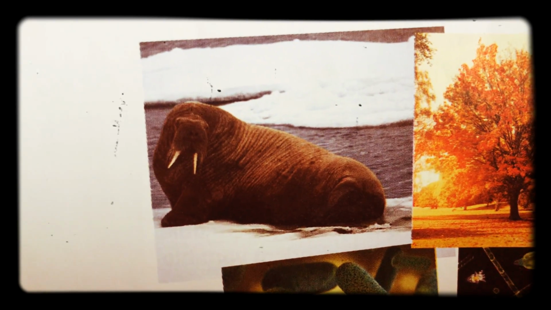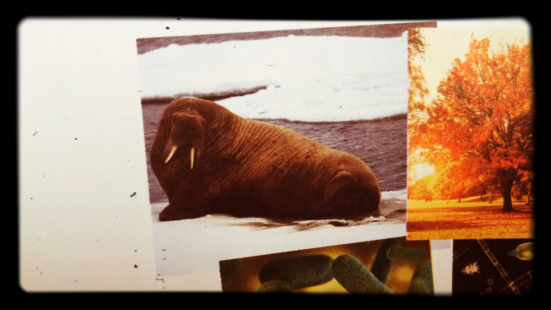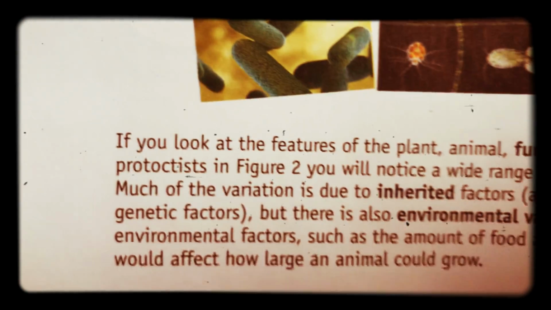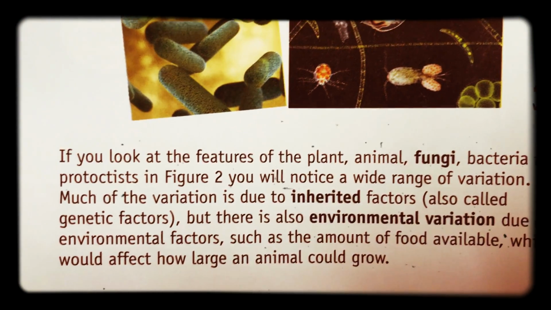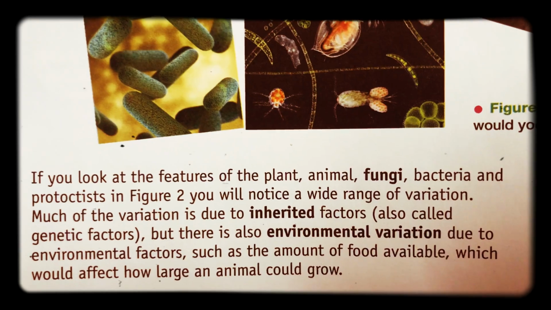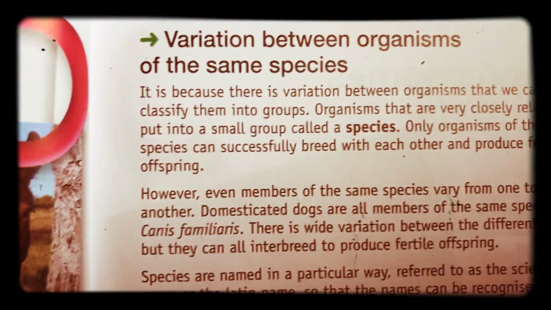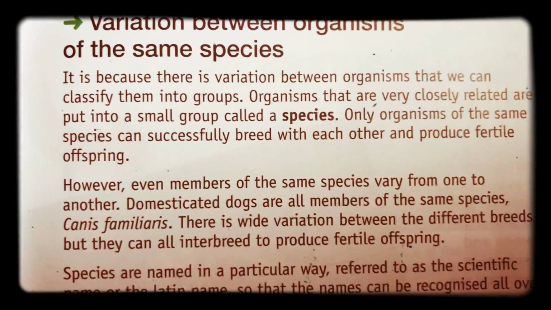So environmental variation is due to environmental factors such as the amount of food available, which would affect how large these animals or plants or organisms would grow. Let's move on to the next page here. So variation between organisms of the same species.